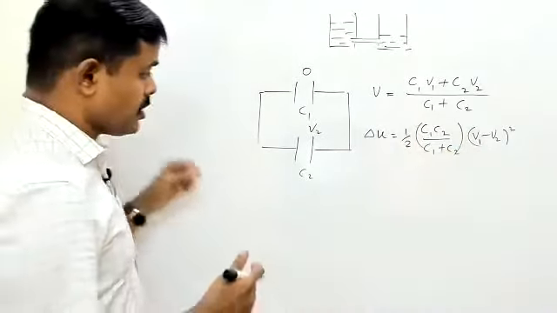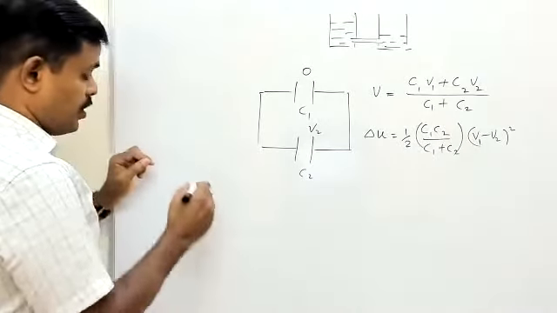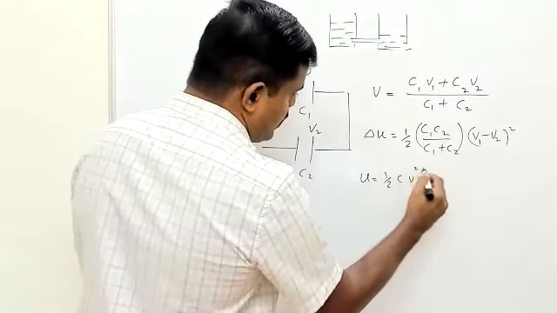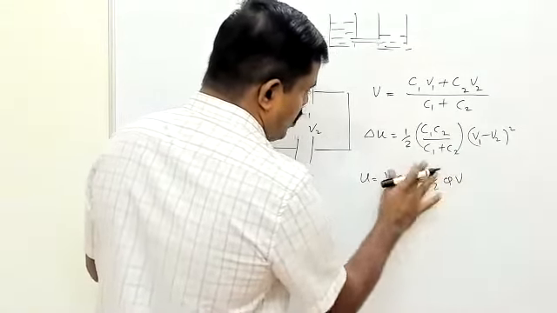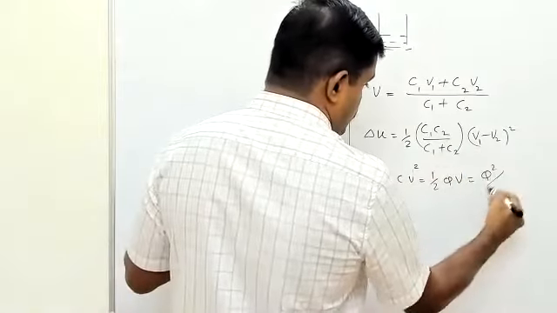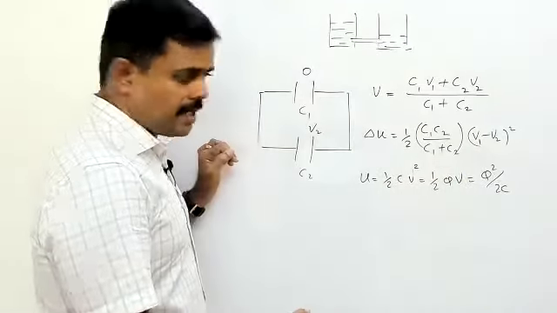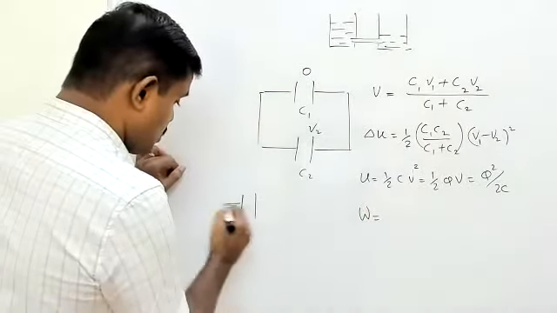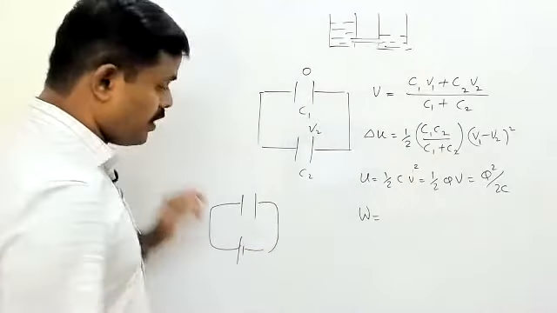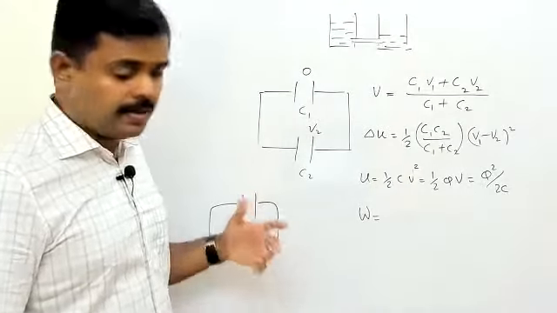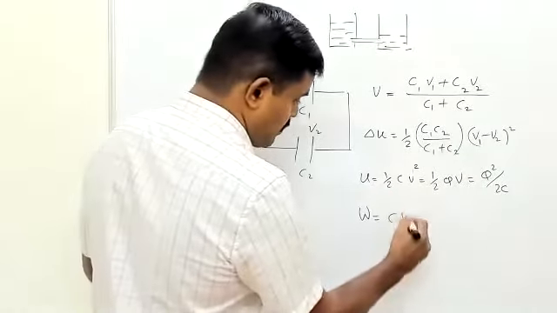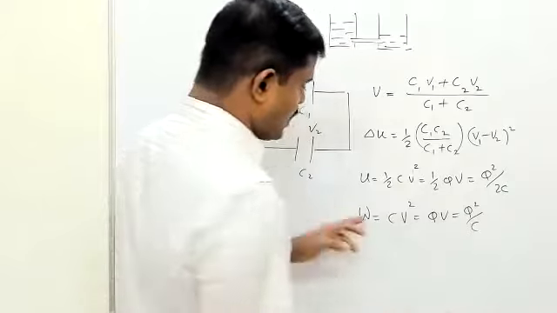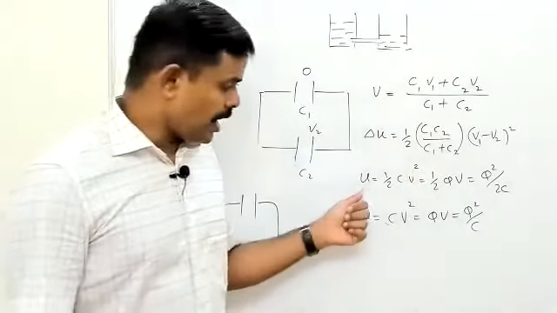And the third question is, in energy stored, what was the equation for energy stored? Energy stored was half CV square or half QV or Q square by 2C. What is the work done by the cell in this case? I take a capacitor and I connect a cell. What is the work done by the cell? Work done by the cell is double of this: CV square or QV or Q square by C. It's actually double the energy stored. So half the energy is stored.